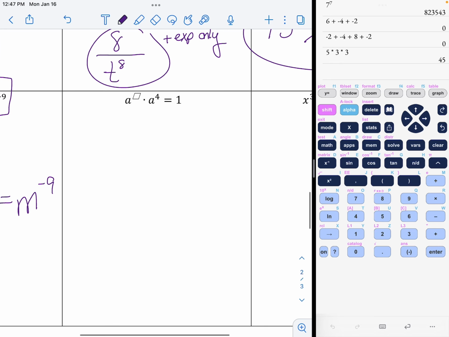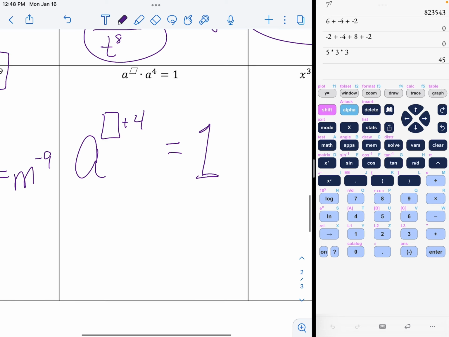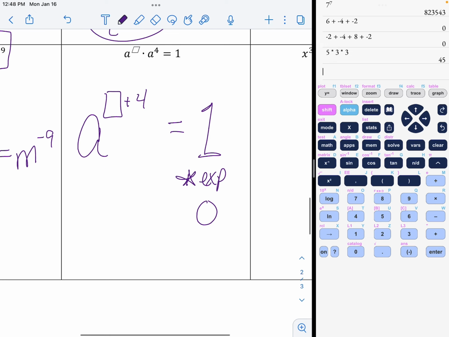Now we have another box we have to fill in. So let's see, we're going to have a, and then whatever was in my box plus a 4 has to equal a 1. So it's not like the box and 4 has to equal 1. The whole thing has to equal 1. So here's what I'm going to remind you of. Remember, I would need an exponent of 0. So what I'm going to do is I'm going to rewrite this. I'm going to just shrink this down.